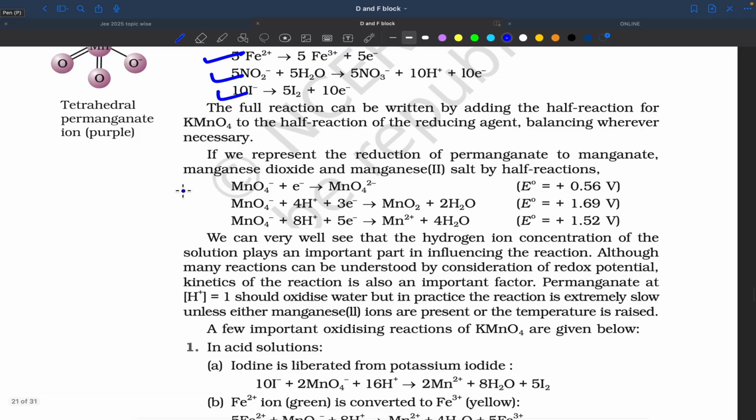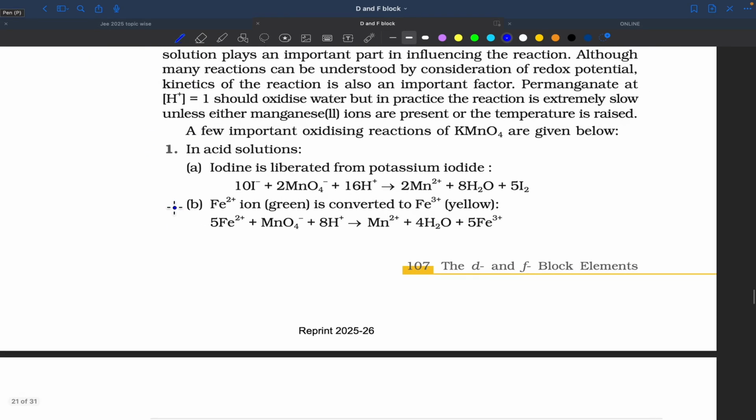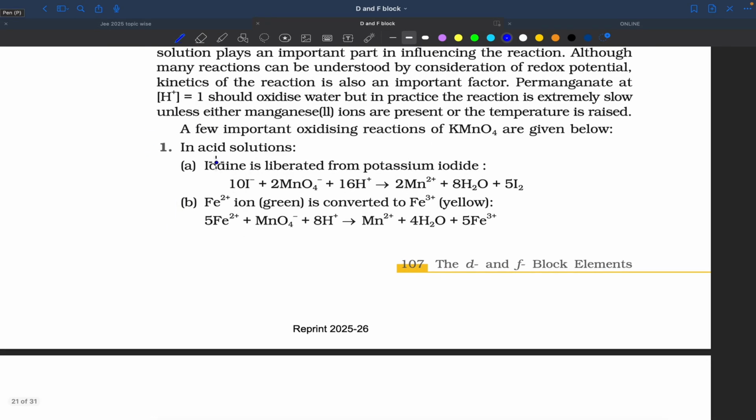చూడు ఇక్కడ it needs 1 electron in basic medium, it needs 3 electrons in neutral medium, in acidic medium it needs 5 electrons. ఈ రియాక్షన్స్ కూడా ఇచ్చారు చూడండి. In acidic medium 10 moles of I minus is converted to I2. ఈ బ్యాలెన్స్ చేసామండి రియాక్షన్స్ మనం ఆల్రెడీ.